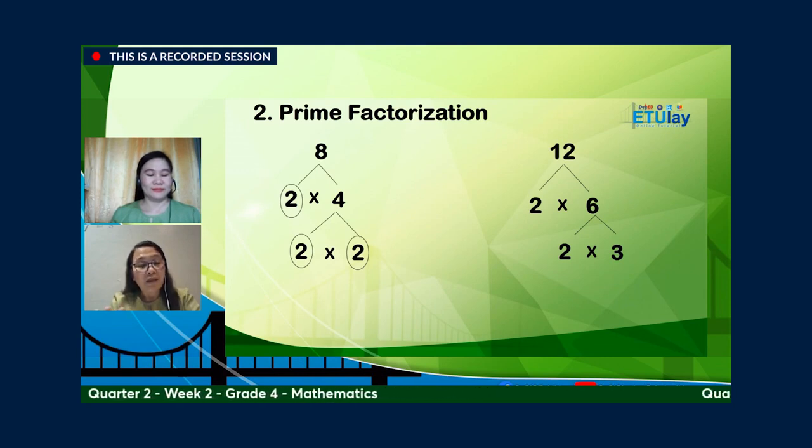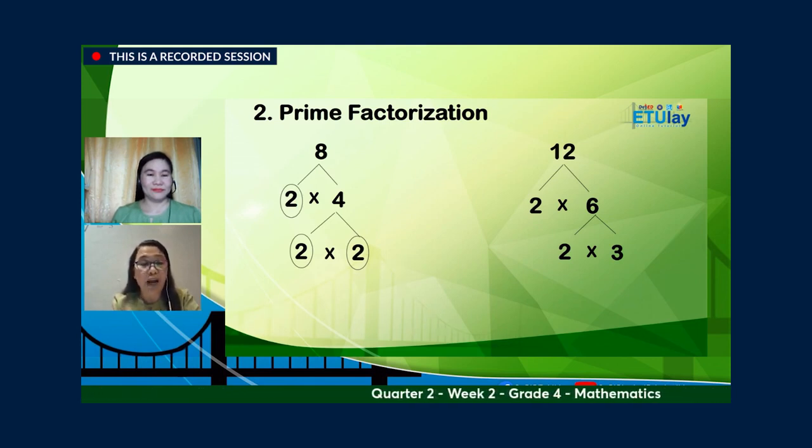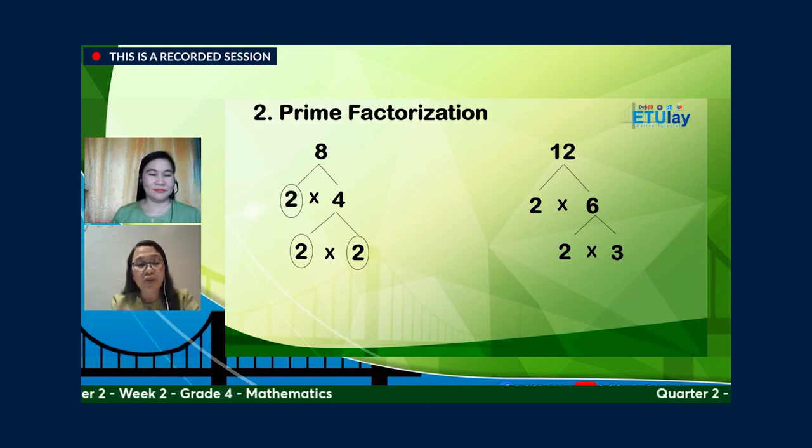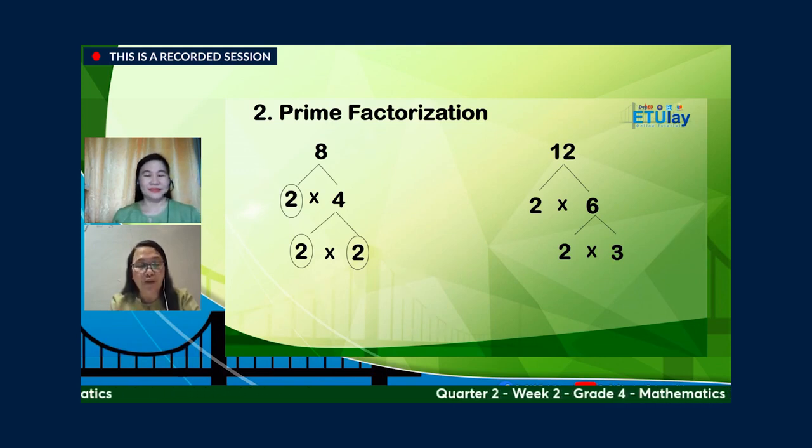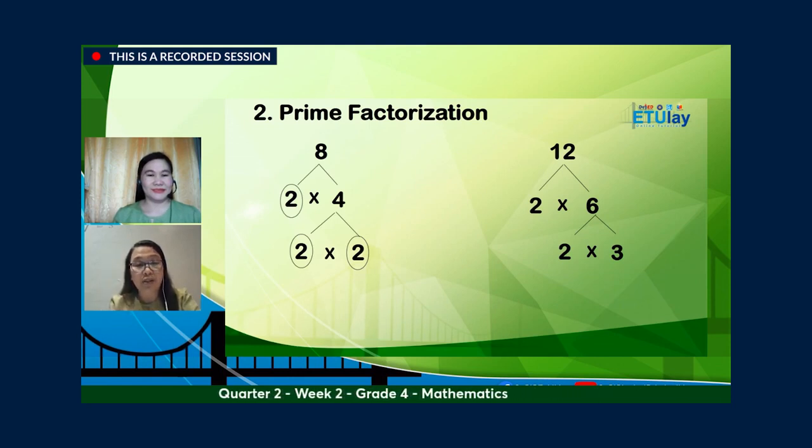But first, take a look at this. When a composite number is written as a product of all its prime factors, we have the prime factorization. And we use the factor tree to determine the prime factors. Okay, so take a look at the prime factors of 8 and 12.